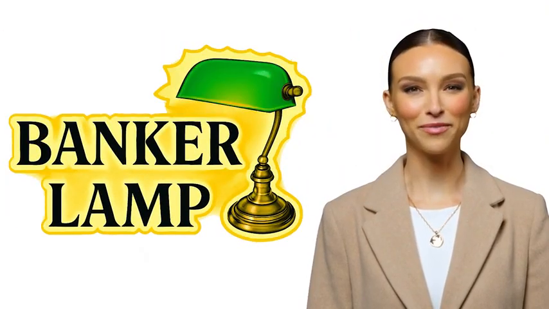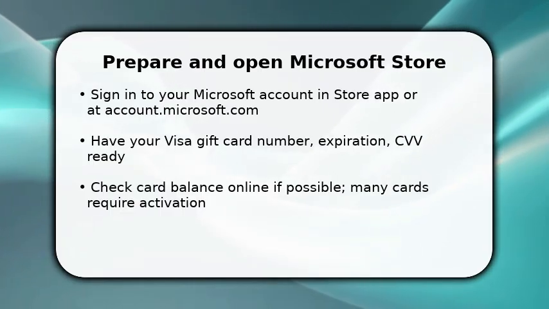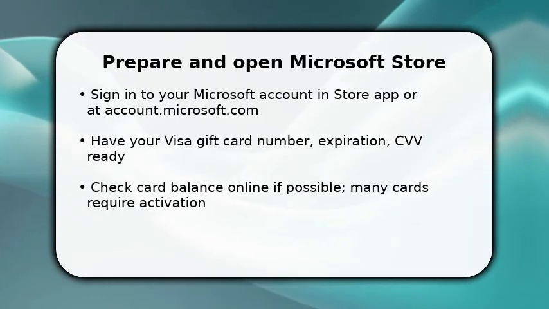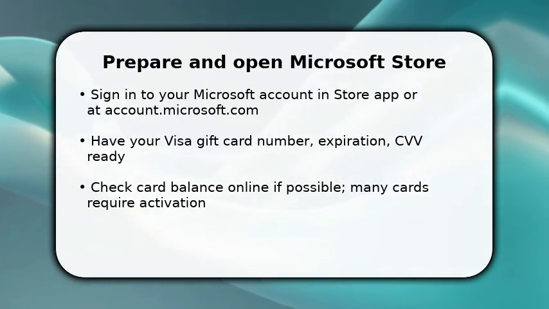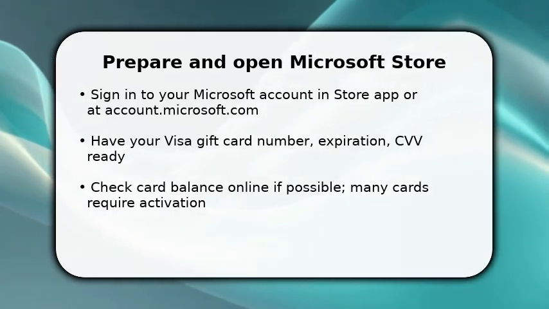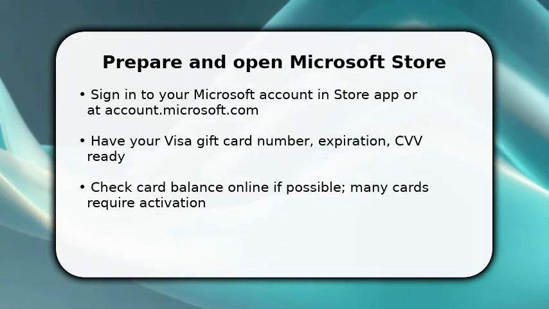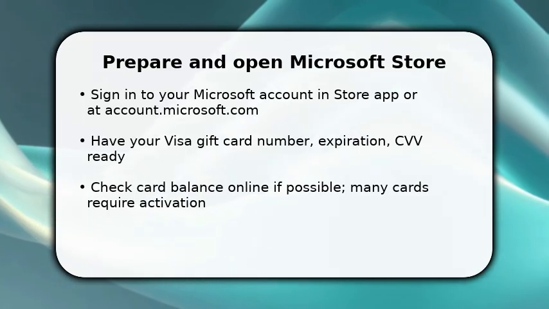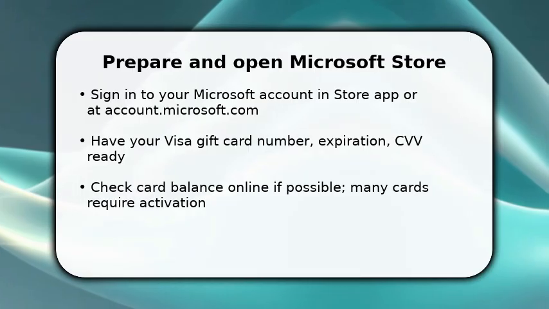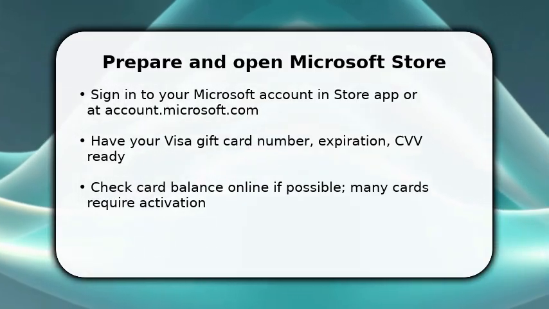Please enjoy the video. You start by signing into the Microsoft Store with the account you'll use to buy apps or redeem credit. Once done, open the Store app on Windows or go to Account.Microsoft.com to manage payments. Make sure you have the Visa gift card number, expiration date, and CVV in front of you because you'll enter them directly. Also check the card balance or activation status beforehand so you know how much purchasing power you have before moving to payment entry.